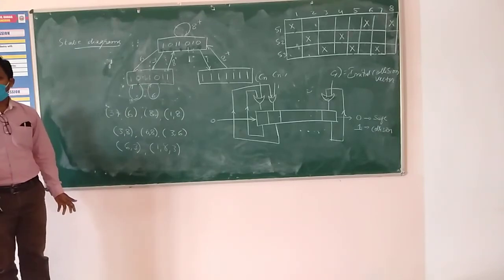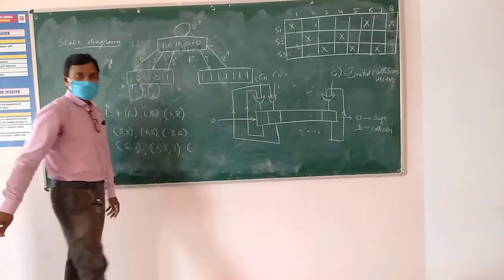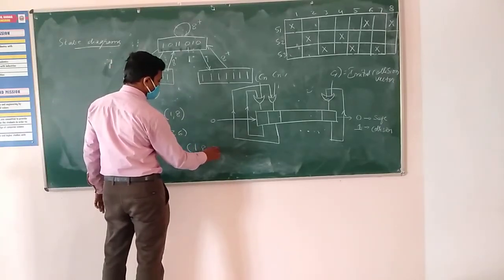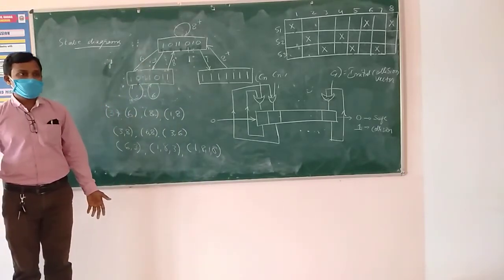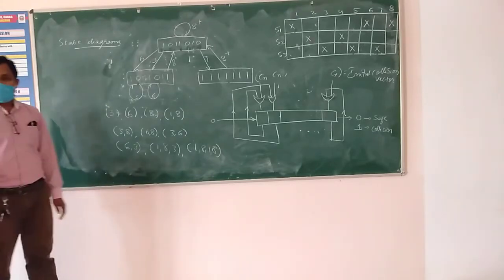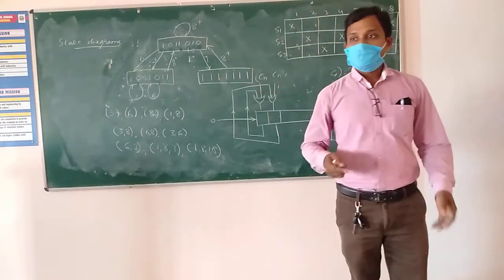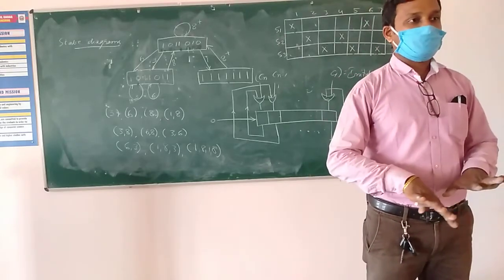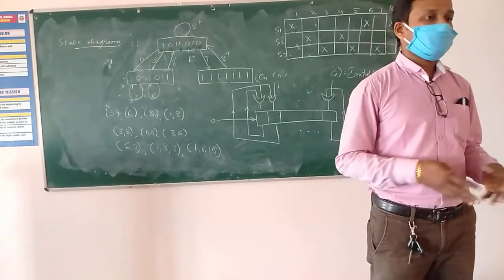We can repeat this cycle. So, for example, 1, 8, 1, 8. This is one cycle. Right? So, like this, we can have many cycles. Once we have the state transition diagram, you have the knowledge of which latency cycles you can use, thereby collision-free scheduling of the tasks. Correct? Okay.